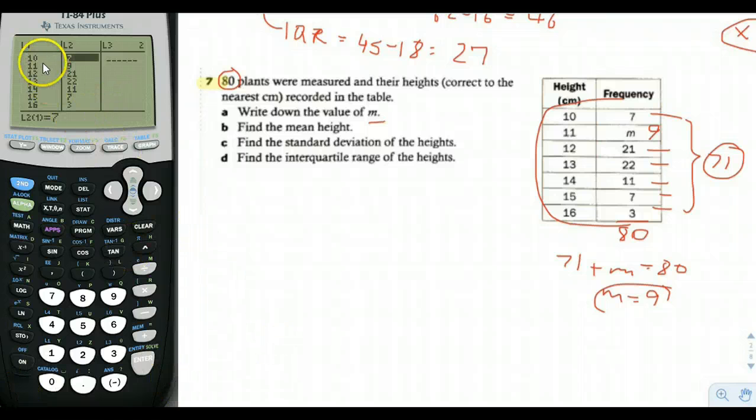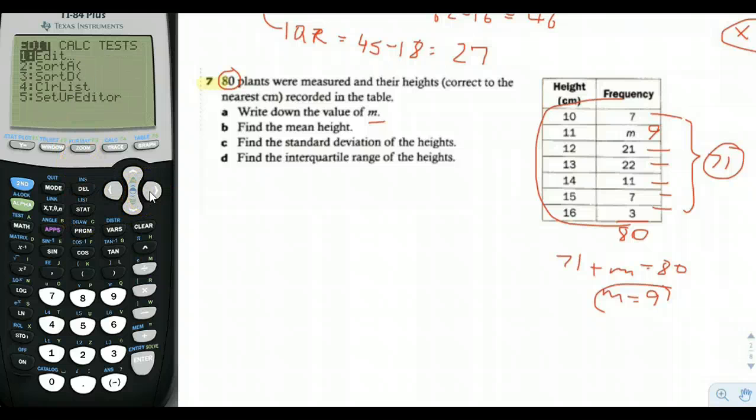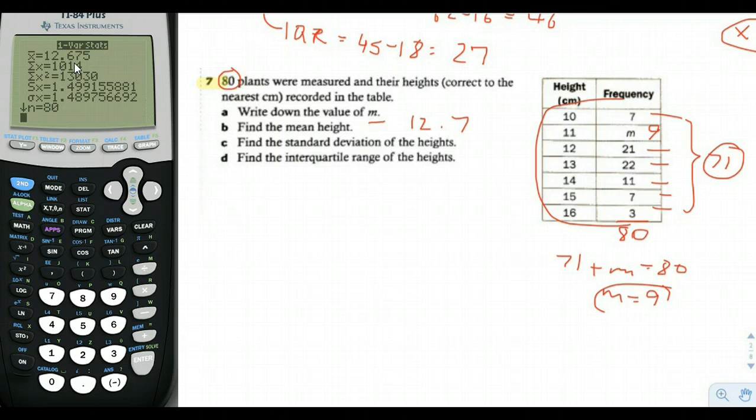So you can see here I've put in the data on the left and the frequencies on the right into StatEdit. And now to find the standard deviation and the mean, I just need to go to StatCalc, 1-bar stats, L1, L2, calculate. And the mean height is 12.675. I could round that to 12.7. Standard deviation would be sigma x, 1.49.